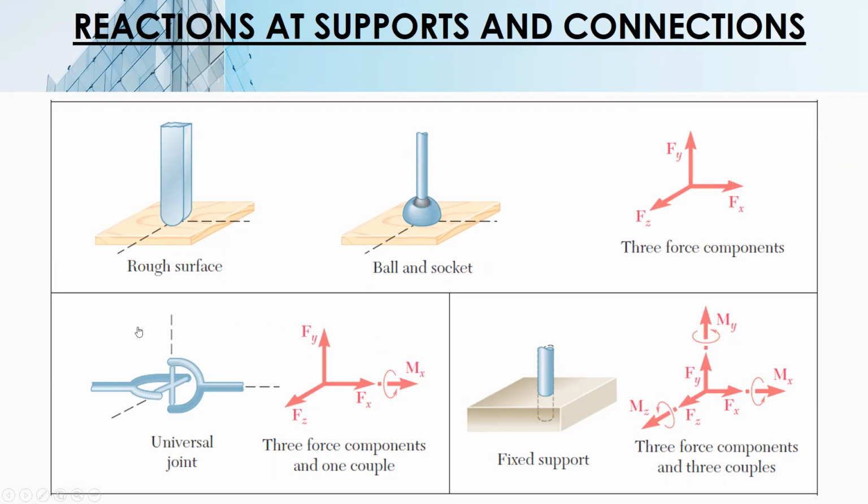And then this is for a universal joint. Free to rotate about Y and Z, but not free to rotate about X. Therefore, there is a moment about X. For a fixed support, everything is restrained. No movement, no rotation. So, 3 unknown reaction forces and 3 unknown moment reactions: Mx, My, and then Mz.